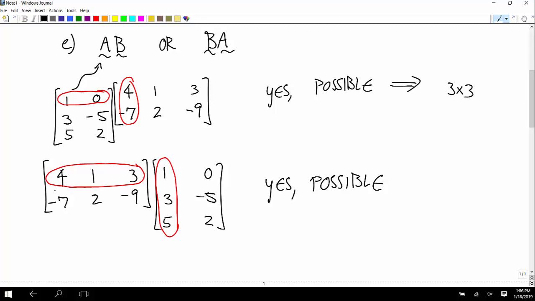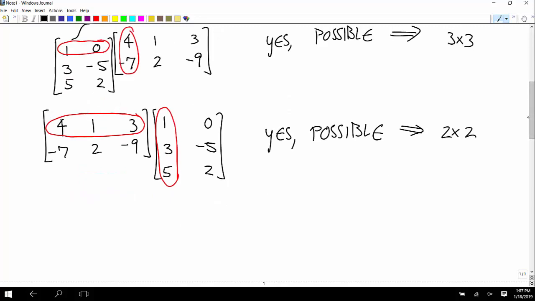The second one, the left matrix has 2 rows. The right matrix has 2 columns. So this one, just like you said, will give you a 2 by 2 matrix. And this is not an example, but there are cases where you can only multiply one way. The only reason we can do this both ways is because of the symmetry of these: 2 rows and 3 columns versus 3 rows and 2 columns.